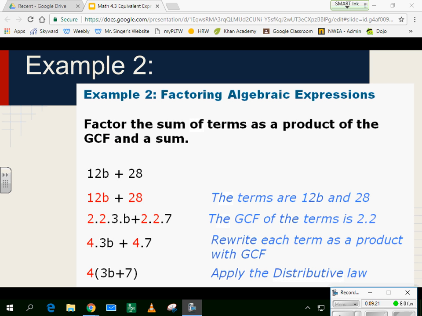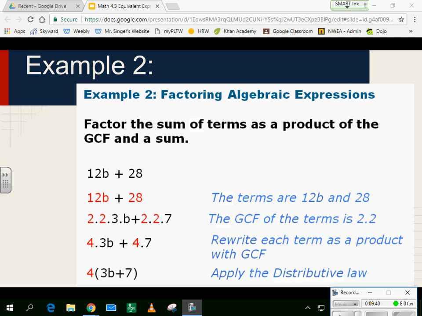All right, now we're on to the second example. This time we're going to throw some variables in here and see what we get. So with this one, to find the greatest common factor in the sum, we're going to have to break down the greatest common factor of 12 and 28. And then B doesn't disappear, it's just going to kind of tag along.